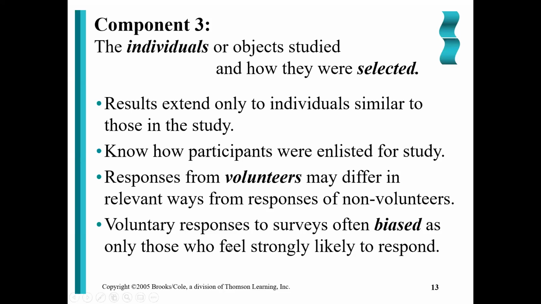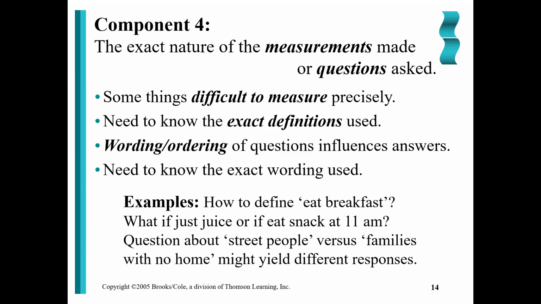It mentions here that voluntary responses to surveys are often biased, as only those who feel strongly are likely to respond. All right. So we know that there could be a bias there in the sample results. Therefore, we can't really generalize results to the whole population. So knowing not only who the individuals or objects studied are and how they were selected, what sample procedure was used, is component number three.